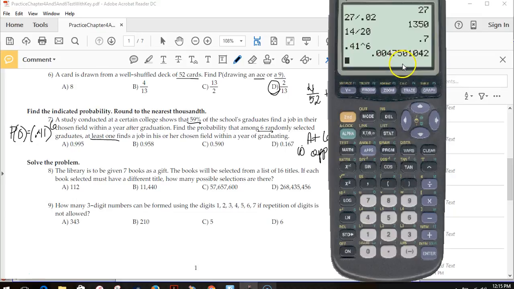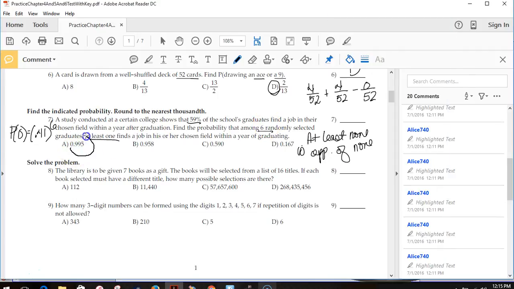I want the opposite of that: 1 minus the none gives the at least 1. And I get 0.9952, which looks like we're going 3 decimal places for just 0.995. You can use a binomial distribution since it's a yes-no question. This is probably the most direct route.